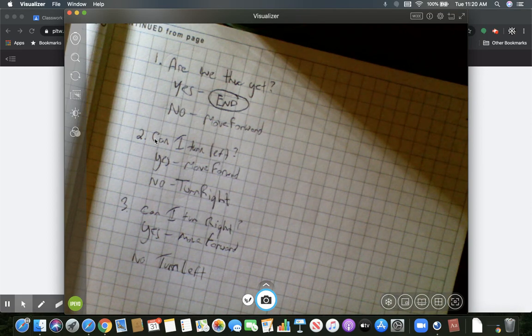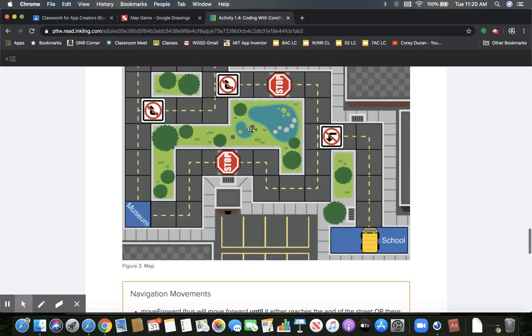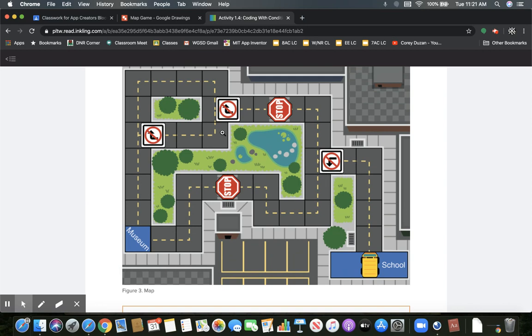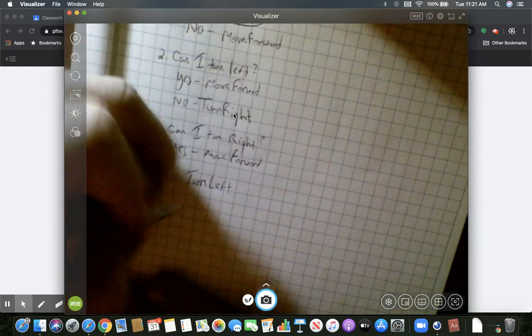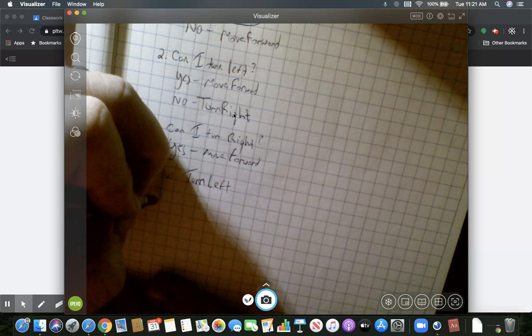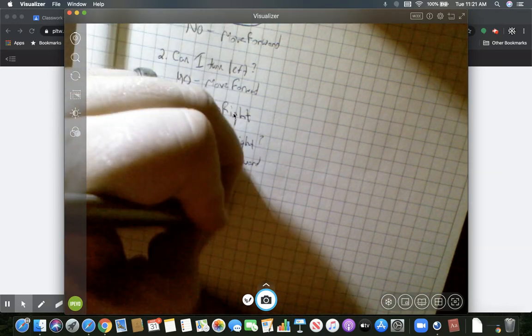The last question we need to ask ourselves, if we think back to the signs here, we've covered a no turn left sign, we've covered a no turn right sign. The one sign we haven't covered yet is the stop sign. So that would be the next question that we need to ask. So number 4 is, do I need to stop?